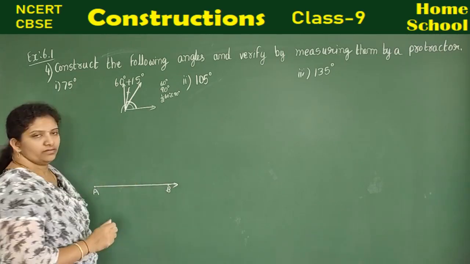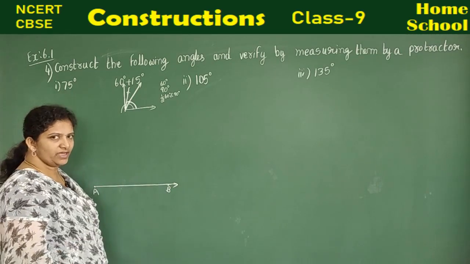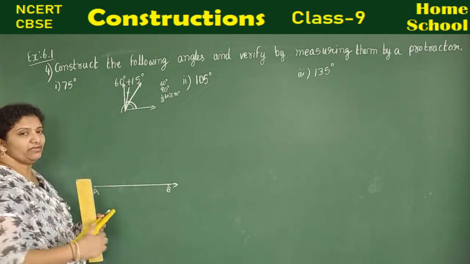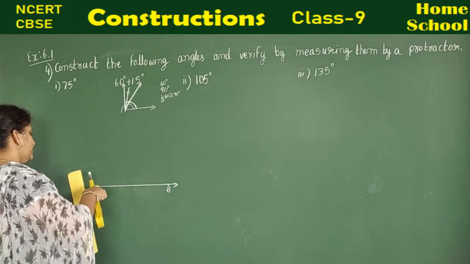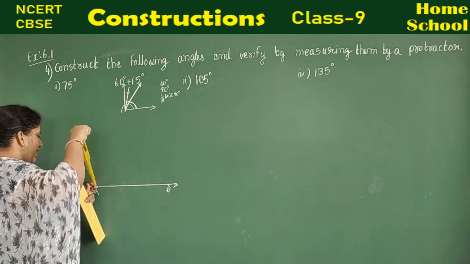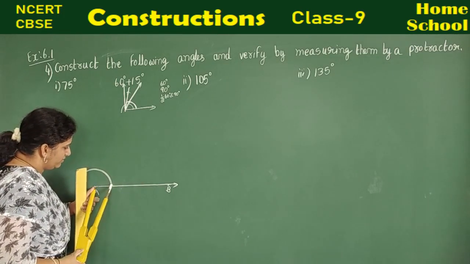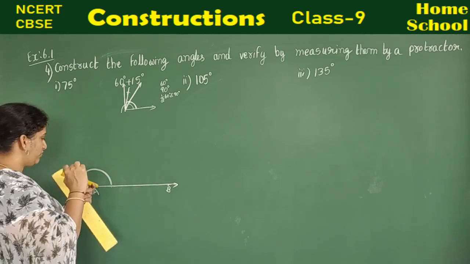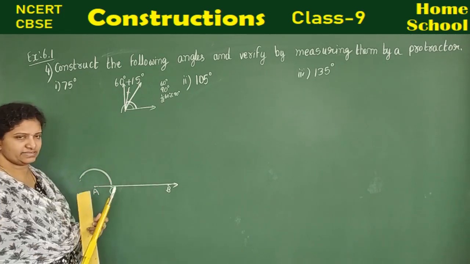AB. Right? Now how much angle we need to create? 75 degree. What do we need to do first? With A as a center, take a convenient radius and draw an arc. So, I just turn like this. You can draw the arc from the ray itself, children. See, from here only you can draw. But for me, this is convenient. So, from this side, I have done the arc. Mark the intersecting point as C.